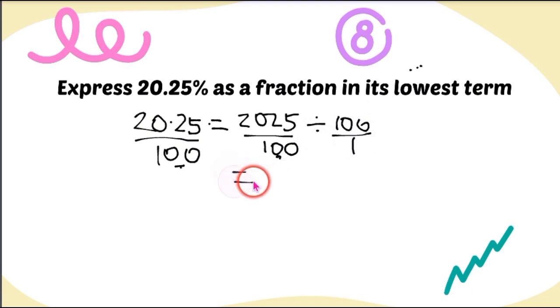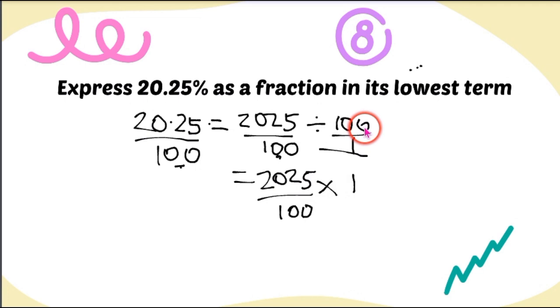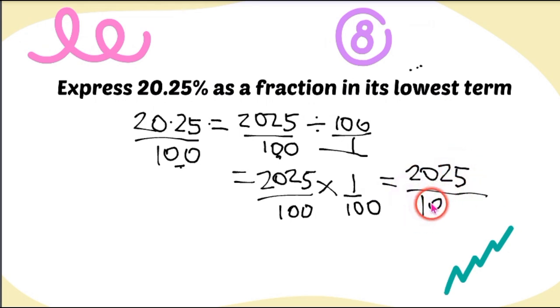So this will now give us 25 over 100. All right, so as for this part here, we change this division to multiplication, and then we invert this. That's 100 over 1 will be changed to 1 over 100. Hope you're following with that. Okay, so this will give us 2025, and 100 times 100 will give us 10,000.